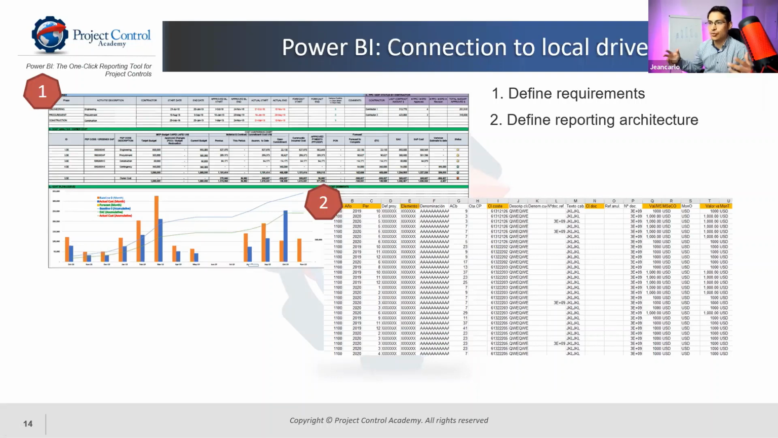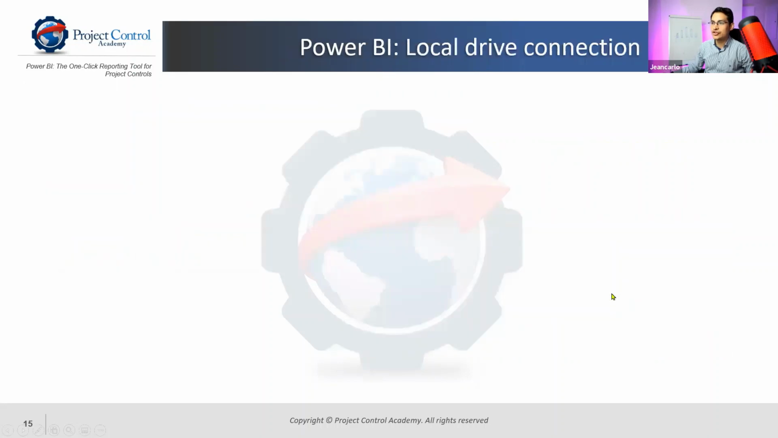So spend time defining requirements and defining the reporting architecture. That means how your different data sources are in place: what tools you are using, what tools you want to connect with, how often they get updated, and who is accountable for them. That's the reporting architecture you need to set up from the very beginning. And then finally, you can open Power BI and start doing the job in there.